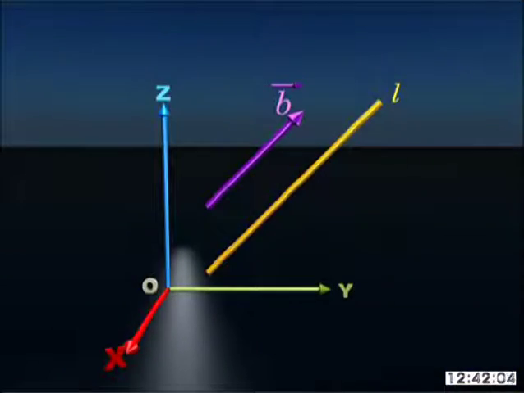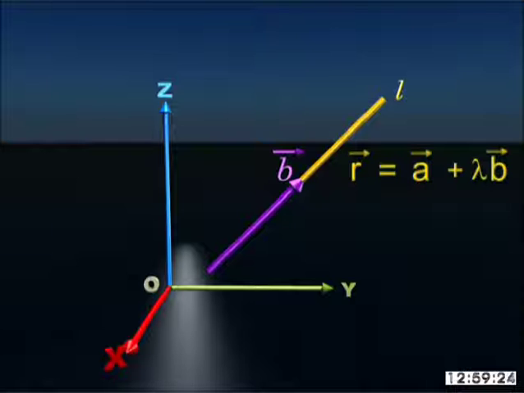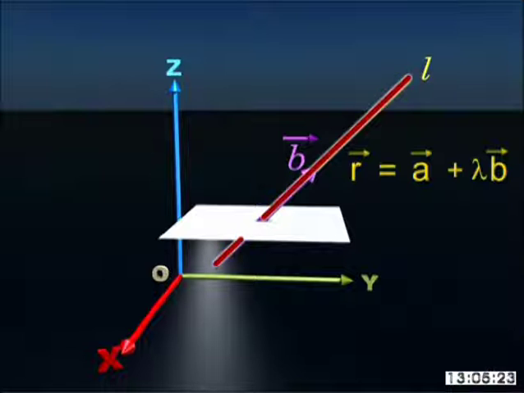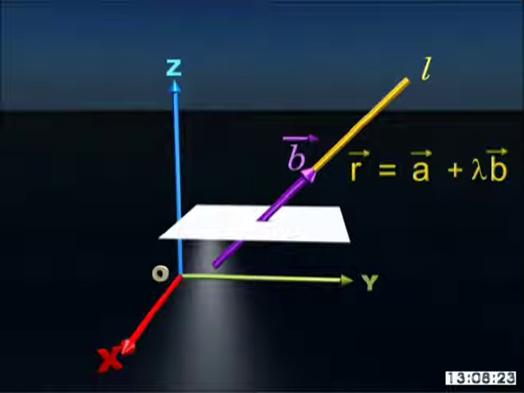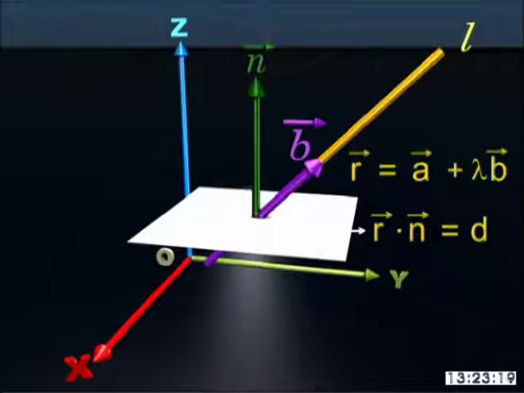Let us start by imagining a line L where the line L is represented by an equation vector r is equal to vector a plus lambda into vector b, where vector b represents the direction vector of line L. Also, consider a plane intersecting the line L at a point. The plane in such situation is represented by an equation vector r dot vector n is equal to d, where vector n is the normal to the plane.